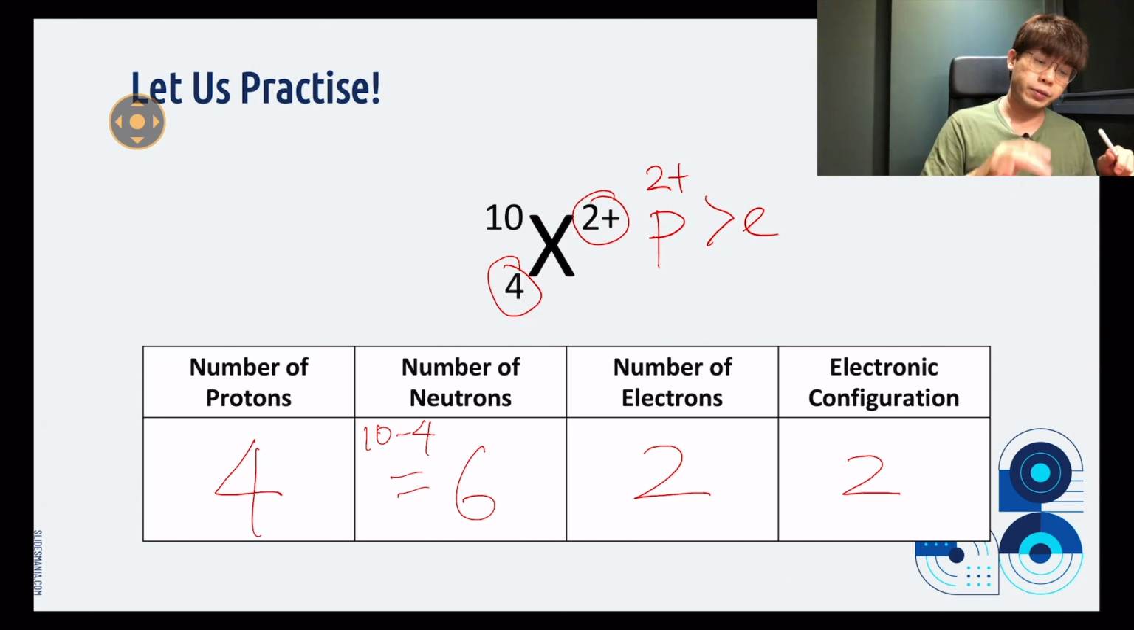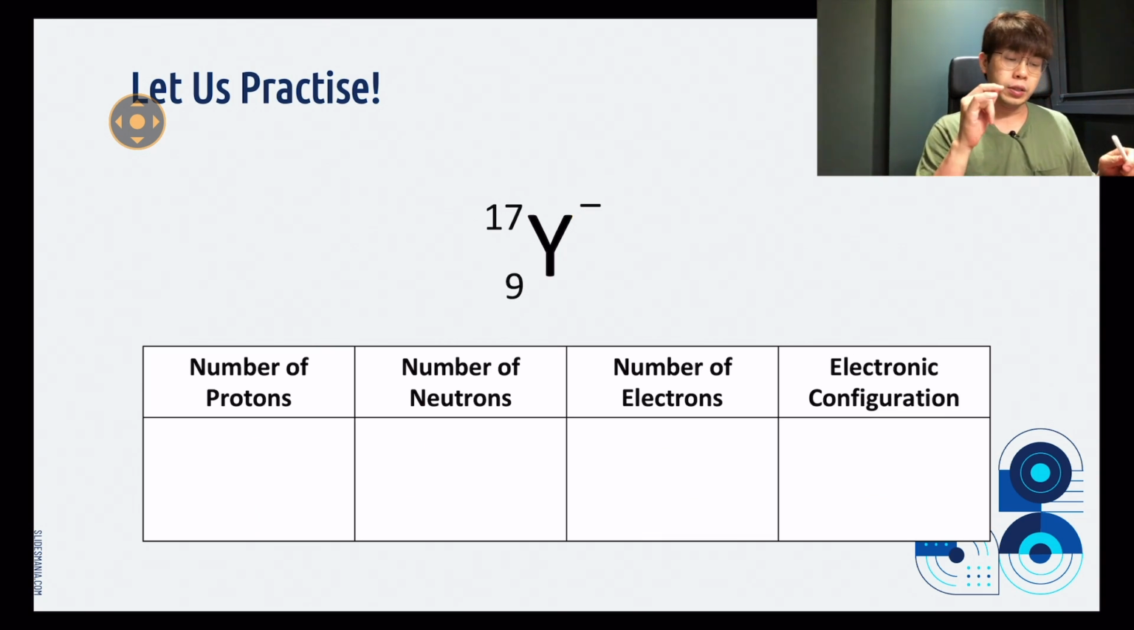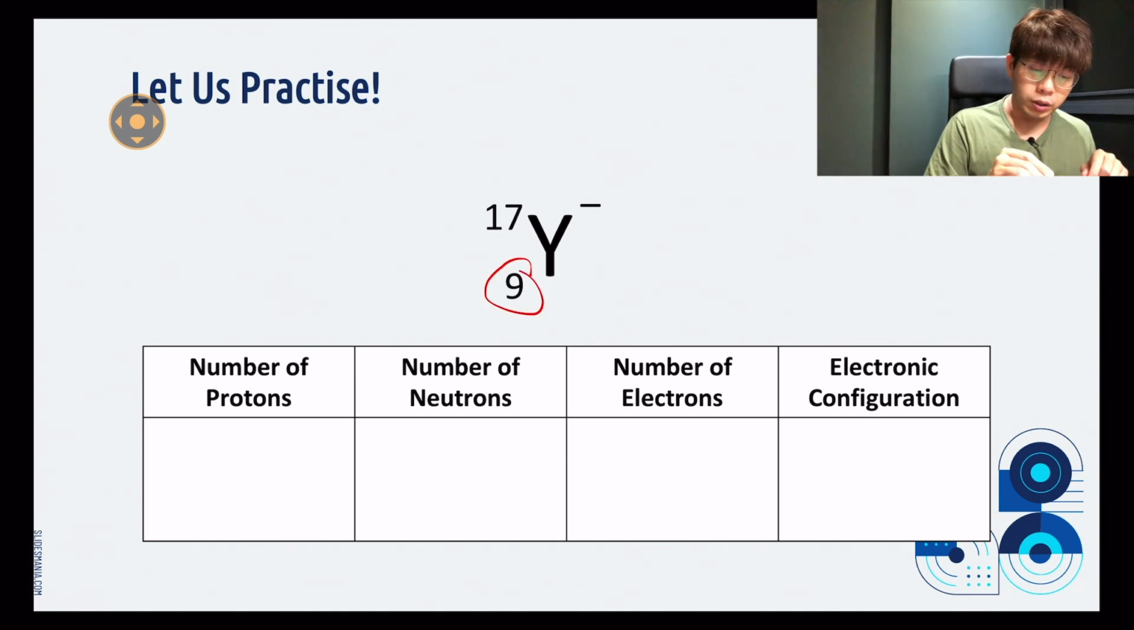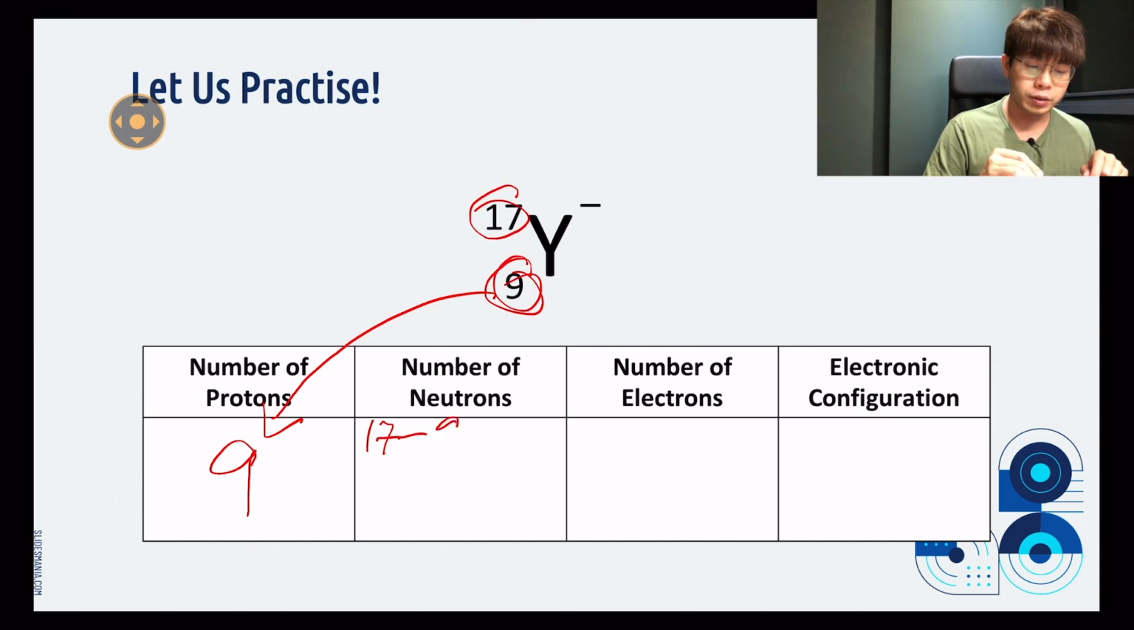Okay, let's try another one. Now we have Y minus. So the number of protons, simple. We'll take it from the proton number, 9. Number of neutrons, we'll take this number, 17, minus the proton number, and that will be 8, I believe.